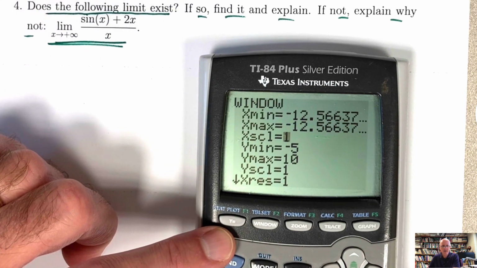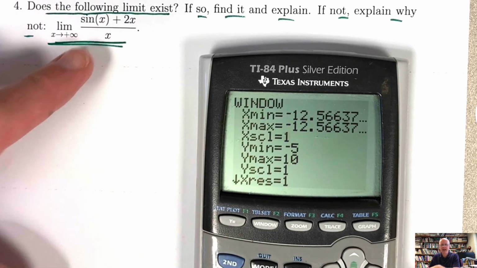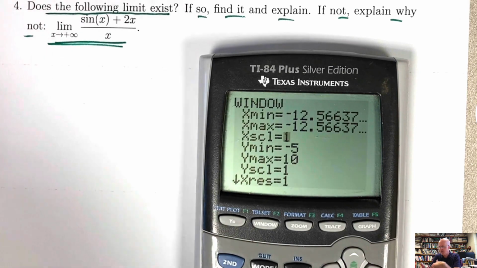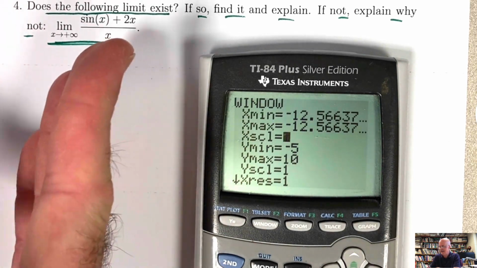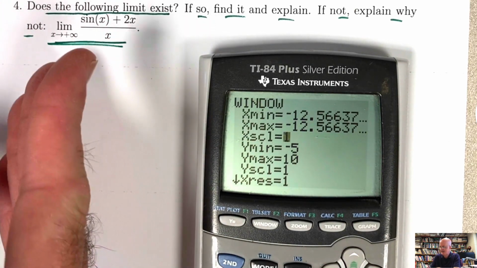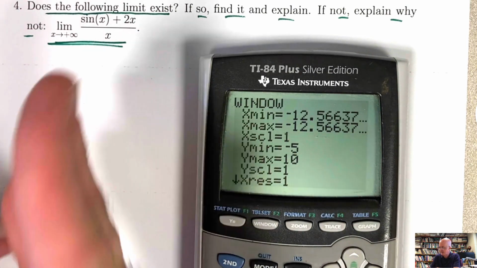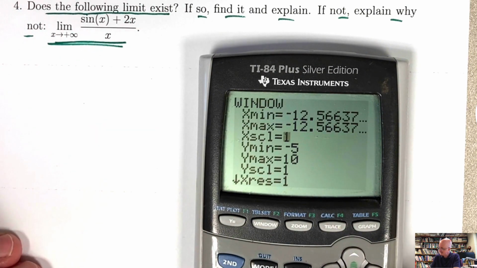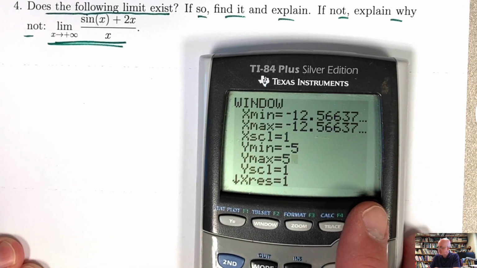Okay, it's negative 4 pi to 4 pi. Sine of x is oscillating between negative 1 and 1. 2x is getting large either positively or negatively as x goes to plus or minus infinity, and same on the bottom there. It's hard to say what kind of y range to pick. Let's just try negative 5 to 5 and we'll see what we see here.